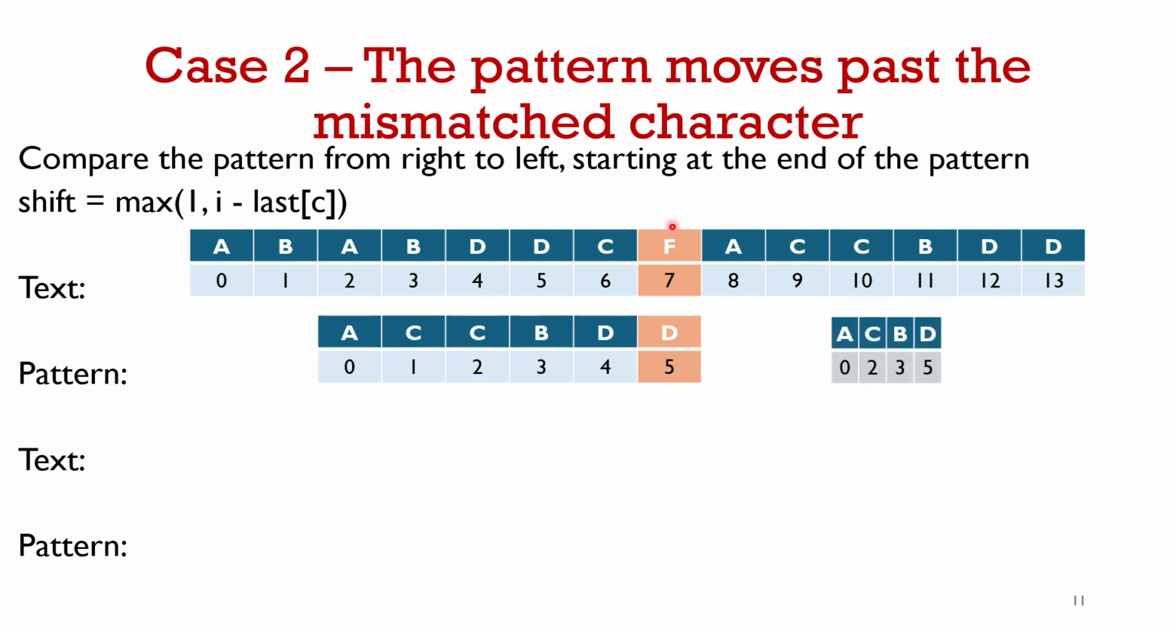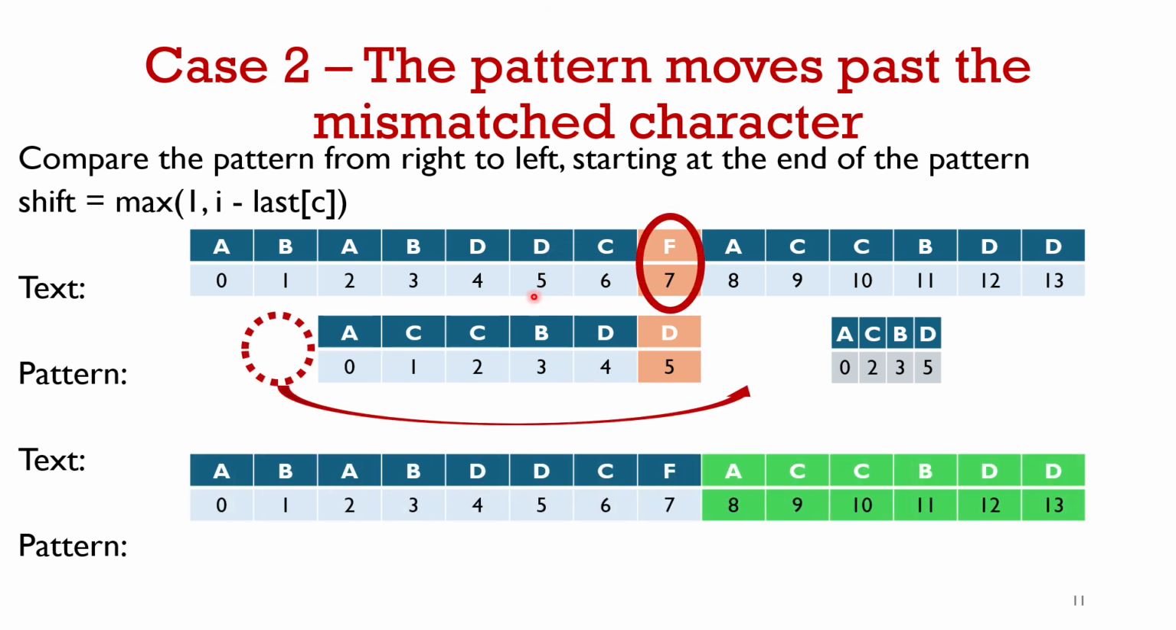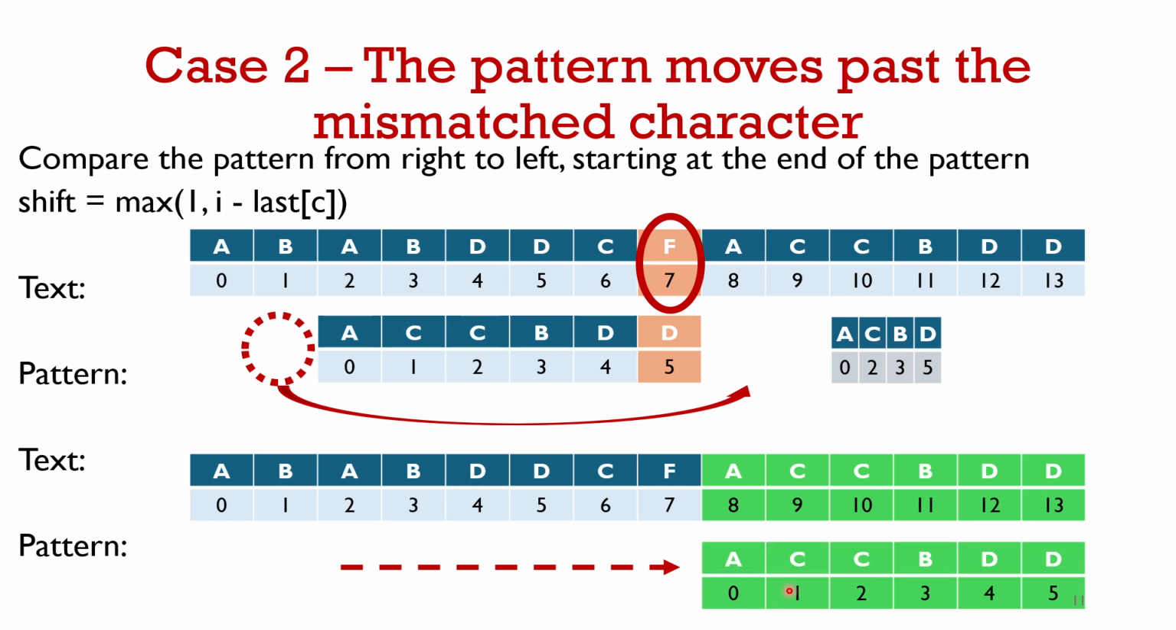Here, the mismatching character is F. This character does not exist in the pattern. Therefore, we shift the pattern past this character, which means we shift the pattern past index 7 to index 8. We're doing this because F does not exist in the pattern, so at every shift before position 8 we would get a mismatch and our search would be meaningless. Therefore, after we shift to position 8, we get a match.